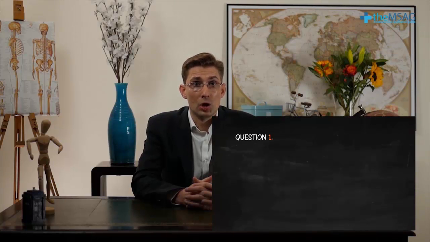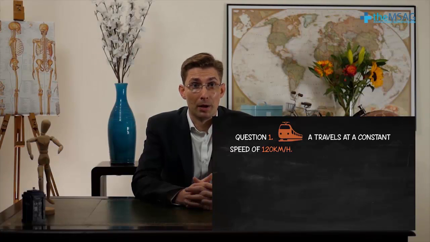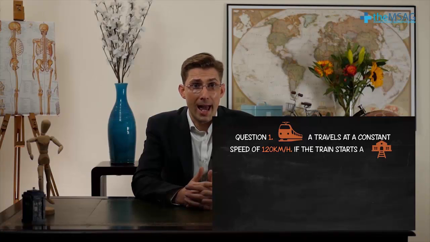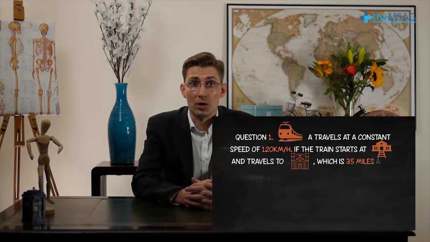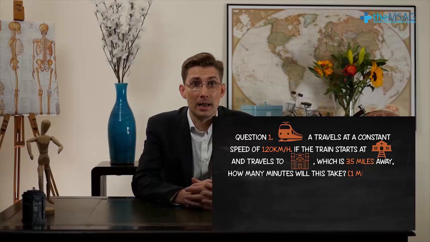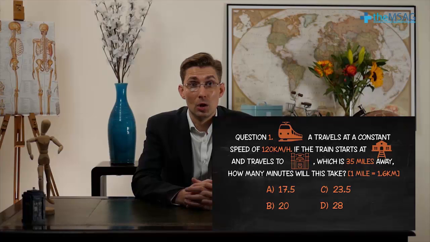Question 1. Train A travels at a constant speed of 120 km per hour. If the train starts at station X and travels to station Y, which is 35 miles away, how many minutes will this take? Will it be A, 17.5 minutes, B, 20 minutes, C, 23.5 minutes, D, 28 minutes, or E, 31.5 minutes? Pause the video and have a go at this question yourself. Aim to take under 30 seconds.